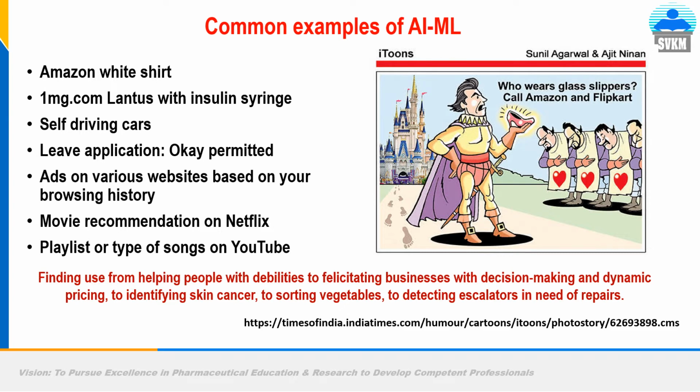AI finds use from helping people with disabilities, to facilitating businesses with decision making and dynamic pricing, to identifying skin cancer, to sorting vegetables. So many applications are there. What is the meaning of sorting vegetables? For example, there is a warehouse, and on an assembly line, on a conveyor belt, various tomatoes or potatoes or bananas are passing.